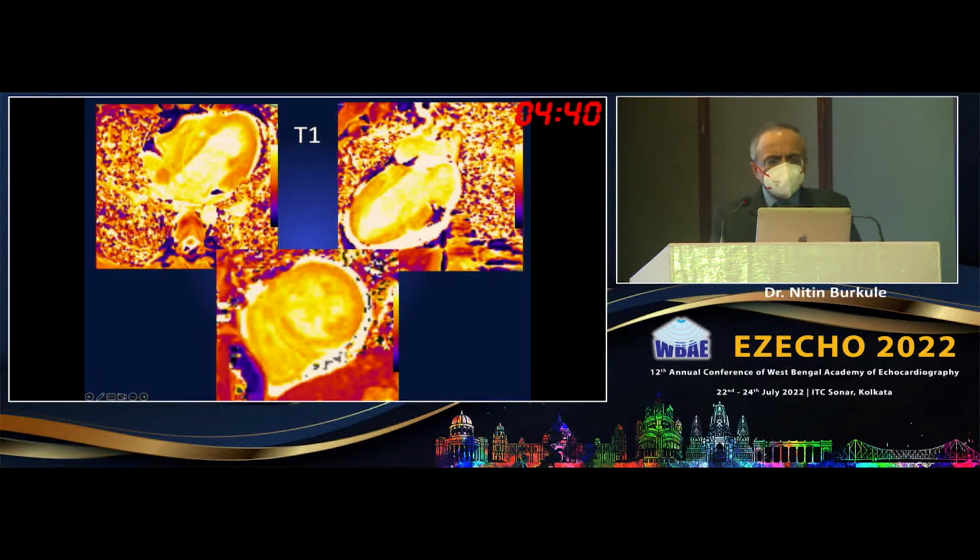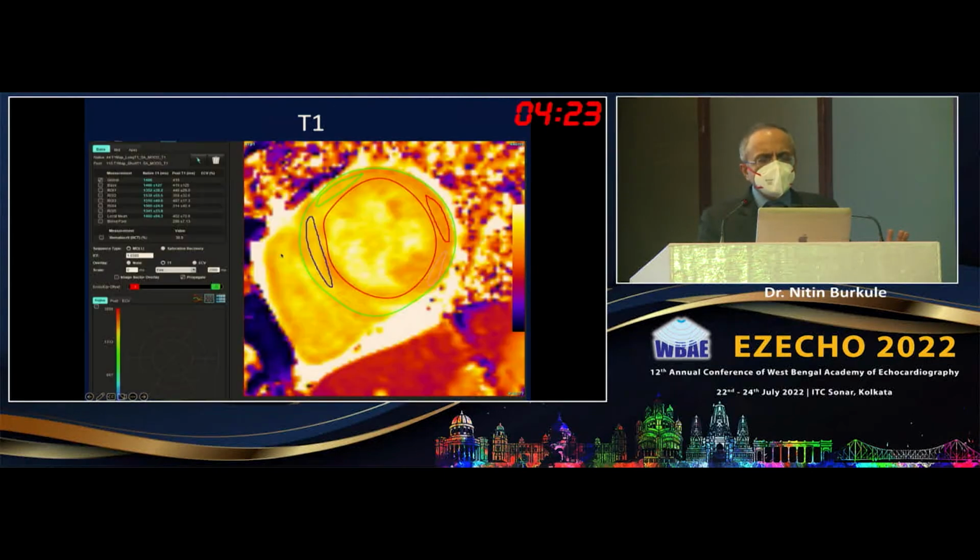If I look at the T1 images, the same thing. This is a normal color for the T1 values of our scanner, and you can see that in the septum you have so many lighter colors interspersed all over. This is a very classical diffuse edema. Okay, and I can even do a region of interest and look at the T1 values, which have gone so high.